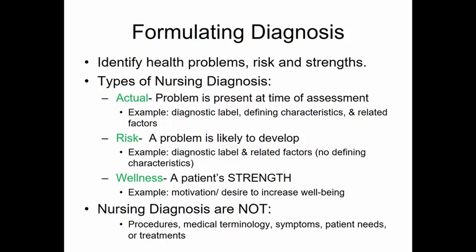But the etiology necessarily isn't. A wellness diagnosis focuses on a patient's strength. For example, a newborn with a feeding disorder. The diagnosis could be readiness for enhanced family coping. An example of an inaccurate nursing diagnosis would be lack of adequate nutrition. The diagnosis should be imbalanced nutrition, less than body requirements.